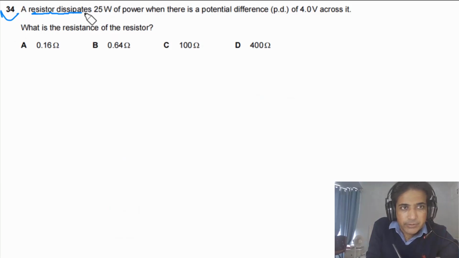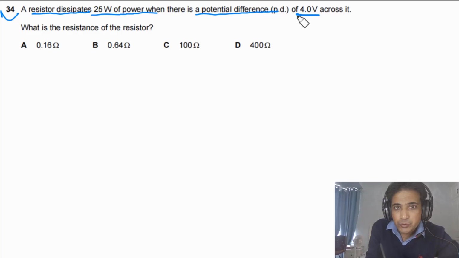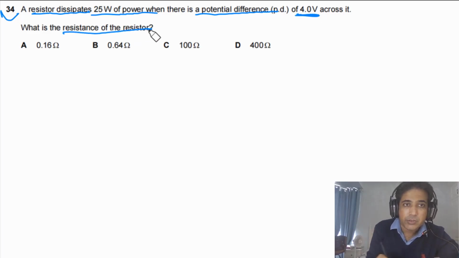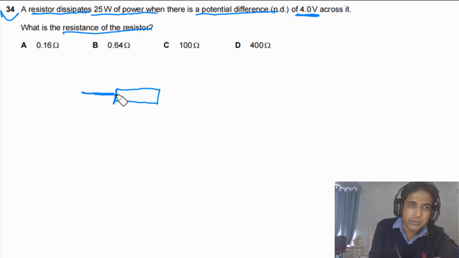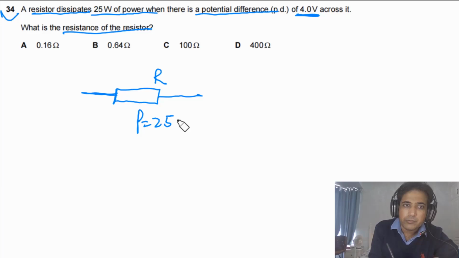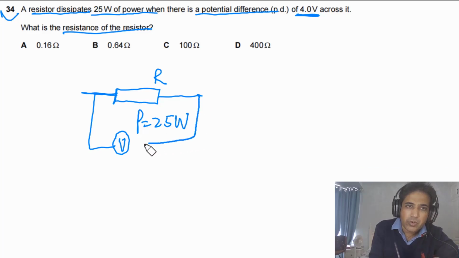Question 34 says a resistor dissipates 25 watts of power when there is a potential difference of 4.0 volts across it. What is the resistance of the resistor? So first of all, simply we can imagine we have a resistor. Resistance of this one is capital R, and power dissipated by this resistor is equal to 25 watts. And PD across this one, if we connect a voltmeter across this, is equal to 4.0 volts. The question is asking us to find the value of resistance.